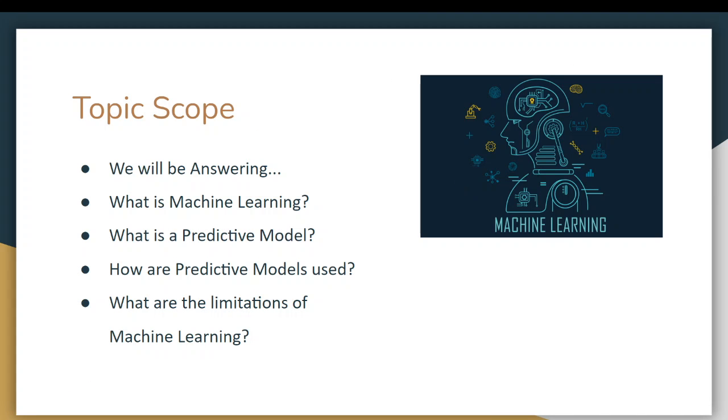So just to give a rundown of what we're going to be discussing today, this is just the topic scope. We will be answering the following questions. What is machine learning? What is a predictive model? And how are predictive models being used both theoretically and in real-world examples? And what are some of the limitations of machine learning as we know it today?